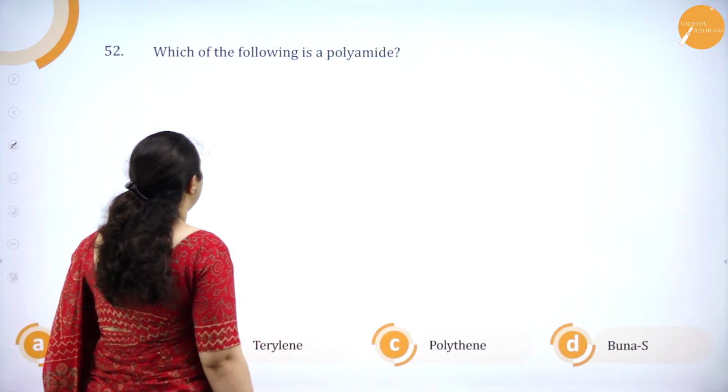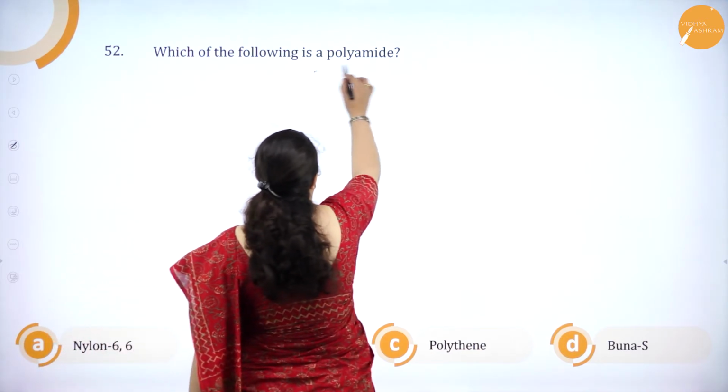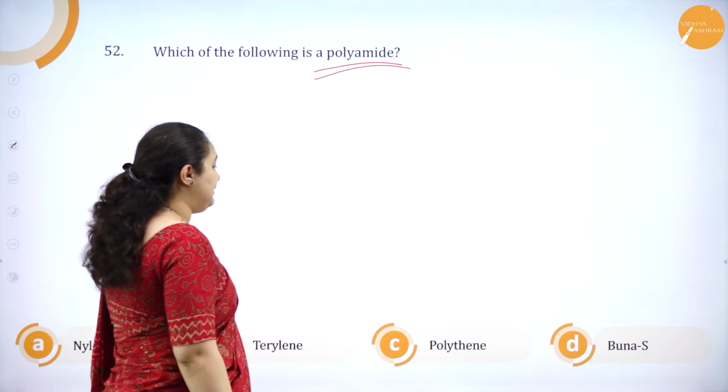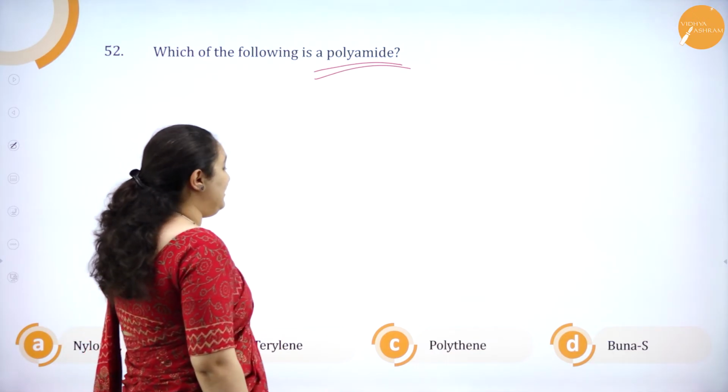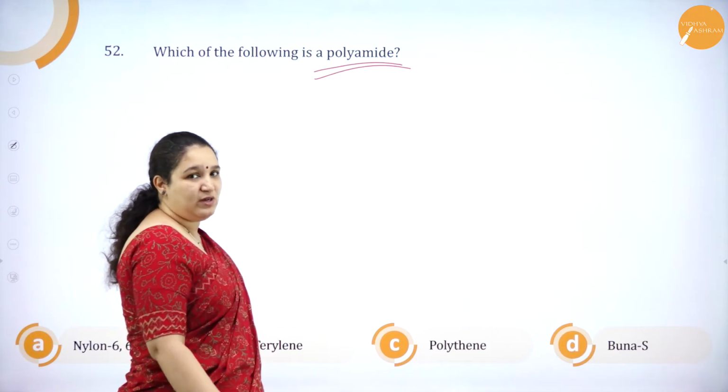Next one. Which of the following is a polyamide? Polyamide. You need an amide bond here. Nylon 66, terylene, polythene and Buna-S. Polythene and Buna-S are addition polymers. The double bond is just broken there.